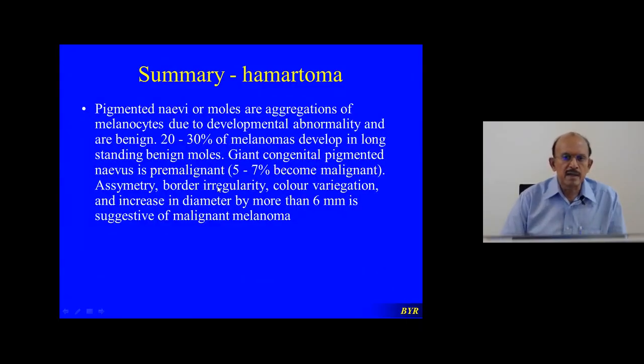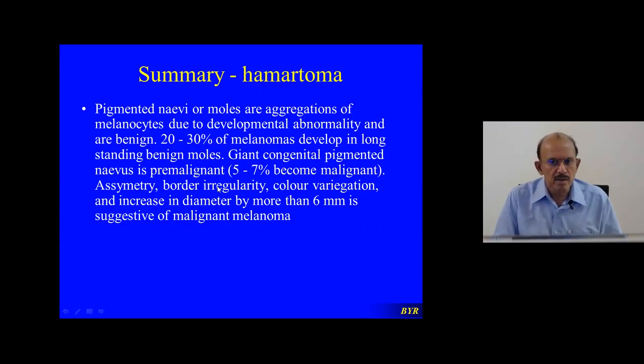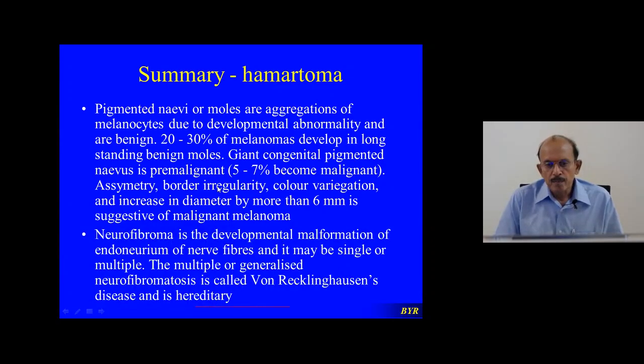Pigment nevi or moles are aggregations of melanocytes due to developmental abnormality and are benign. 20 to 30% of melanomas develop in long-standing benign moles. Melanoma means malignant melanoma. Giant congenital pigment nevus is pre-malignant. Asymmetry, border irregularity, color variation, and increase in diameter by more than 6 mm is suggestive of malignant melanoma. Neurofibroma is a developmental malformation of the endoneurium of the nerve fiber, and it may be single or multiple. The multiple or generalized neurofibromatosis is called von Recklinghausen's disease and is hereditary.